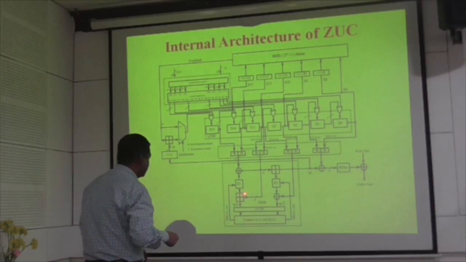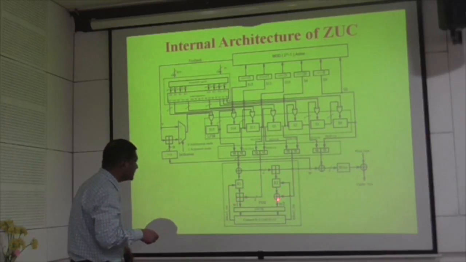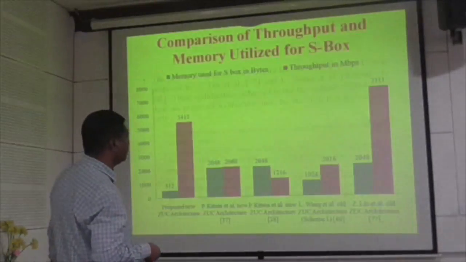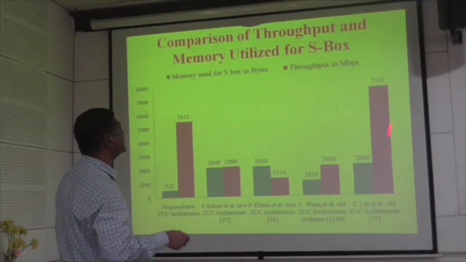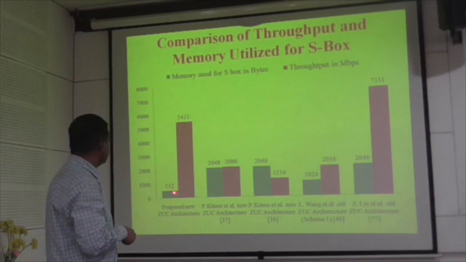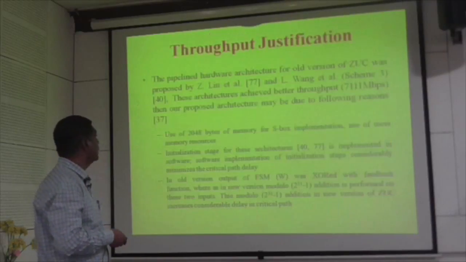Whatever these modular adders are, they are the modular adders in the new design. In the old design, these adders are replaced by XOR gates. That's why the old design is faster, and its throughput is greater than our proposed architecture's throughput. Otherwise, we are using almost 1/4 of the memory requirement of the other architectures.